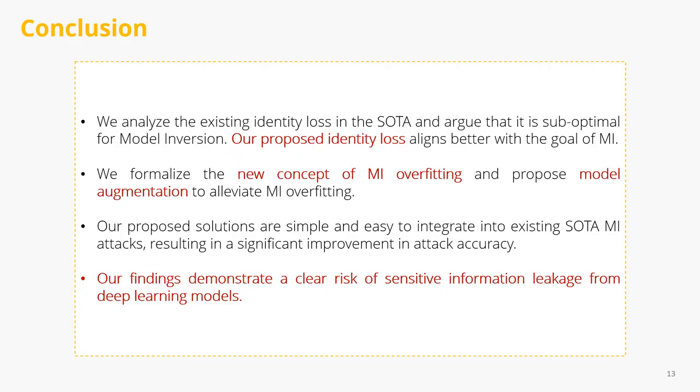In conclusion, we analyzed two fundamental issues pertaining to all the state-of-the-art MI algorithms in this paper. First, we analyzed the existing identity loss in the state-of-the-art methods and argued that it is suboptimal for model inversion. Our proposed identity loss aligns better with the goal of MI. Second, we formalize a new concept of MI overfitting and propose model augmentation to alleviate MI overfitting. Our proposed methods are simple and easy to integrate into existing SOTA MI attacks, resulting in a significant improvement in attack accuracy. Our findings demonstrate a clear risk of sensitive information leak from deep learning models.